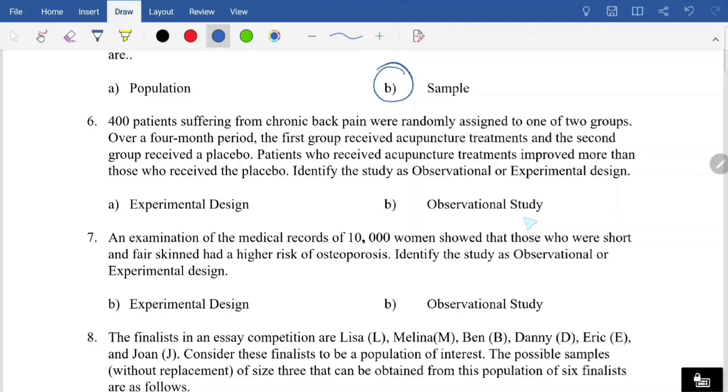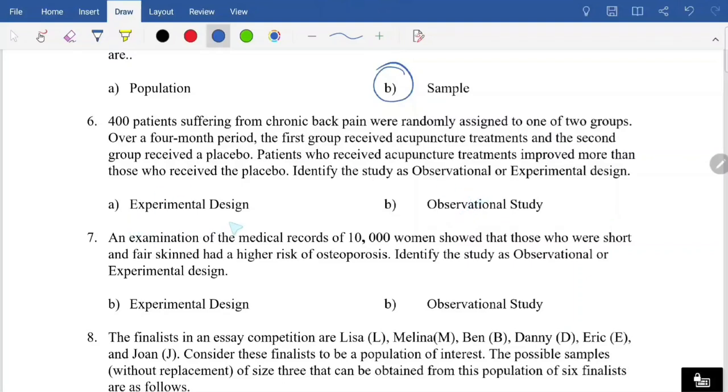That's called observational study. The question says 400 patients suffering from chronic back pain were randomly assigned to one of two groups. Over a 4-month period, the first group received acupuncture treatment and the second group received a placebo. Patients who received acupuncture treatments improved more than those who received the placebo. Identify the study as observational or experimental design.